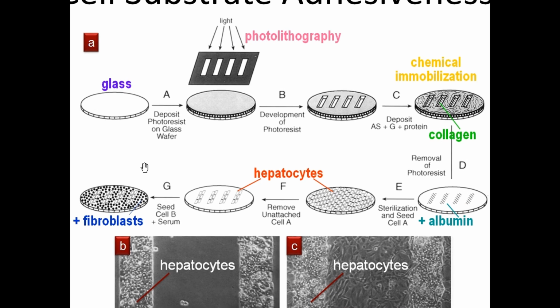Start off with a glass wafer. You deposit photoresist on here, develop the photoresist, and you have some openings here. So you deposit collagen in these regions. So at this point, after you remove the photoresist, some of the wafer has collagen on top of it. When you soak this whole thing in albumin, the regions that were not coated with collagen are now coated with albumin. So you have an attachment contrast. The cells like to attach to the collagen areas. They don't like to attach to the albumin areas. So after you seed a bunch of cells and remove the unattached cells, you have a pattern of hepatocytes.